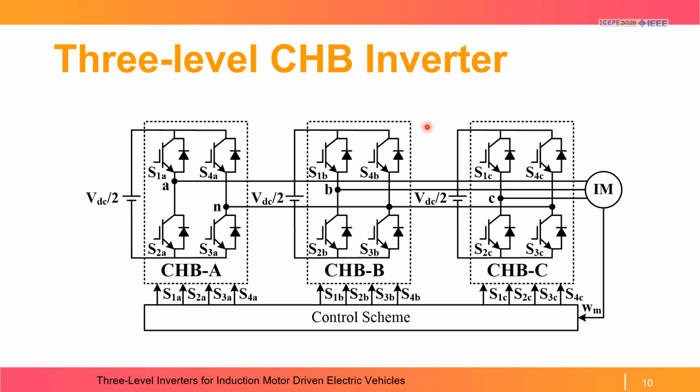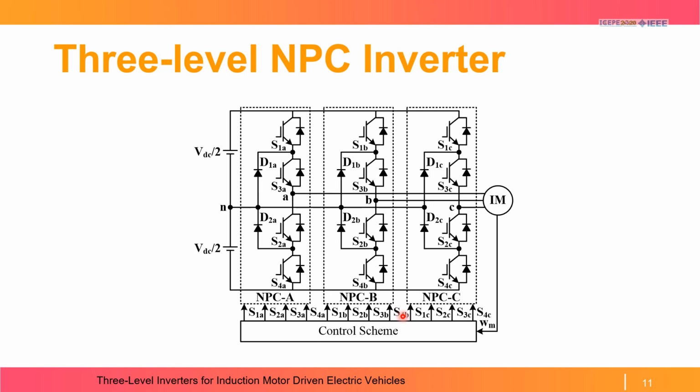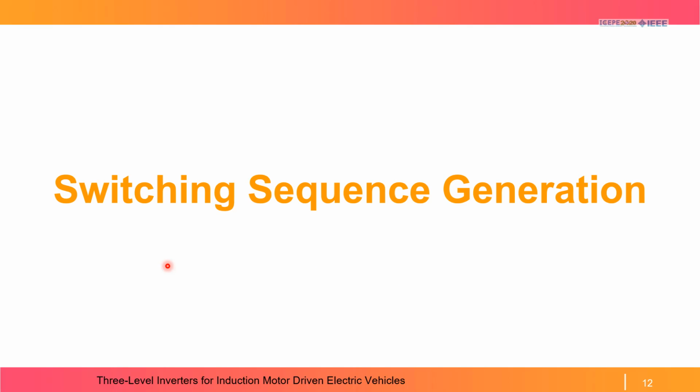This is the topology of the three-level cascaded H-bridge inverter. The switches of this inverter are also operated with the schemes discussed previously. This is the topology of the three-level neutral point clamped inverter, and the switches of this topology are controlled with the scheme also discussed previously. Now we will discuss the switching sequence generation in detail.